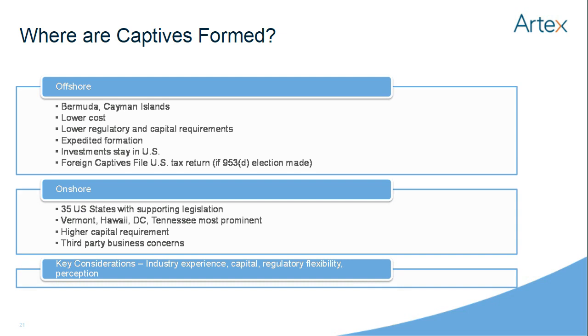We talked about the capital requirements and the regulatory flexibility. Again, are they going to require third-party business or allow third-party business? Are they going to allow flexible ownership structures? We have some captives that have a subset of key management as minority owners in the captive. How flexible are they going to be related to some of those things?